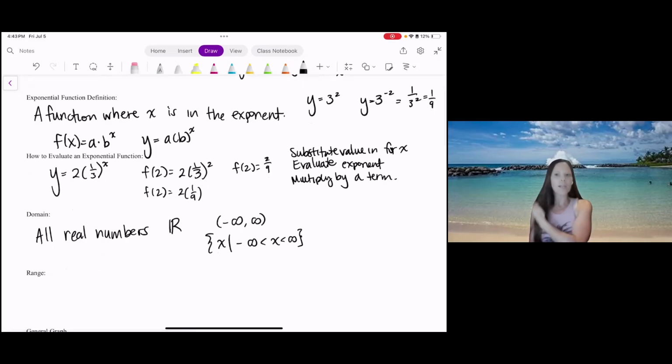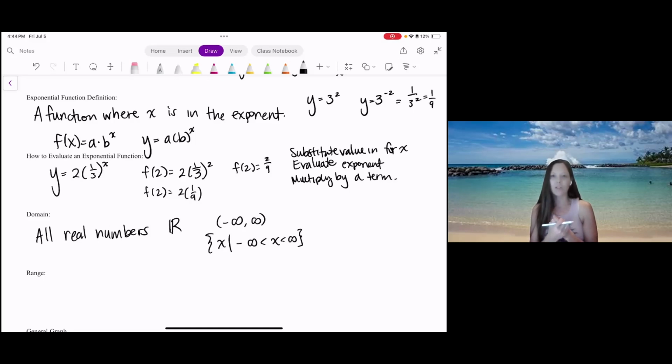In terms of the range, though, if I plug in any positive, I'm going to get a positive number. If I plug in any negative, I'm going to get a fraction that is also positive. And anything to the 0 power is 1. Positives are going to give me positive. 0 is going to give me positive. Negatives are going to give me positive, which means that my range is not all real numbers.